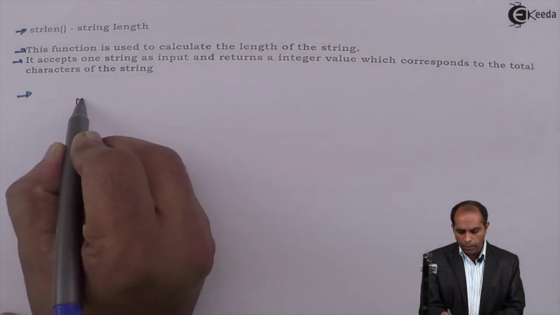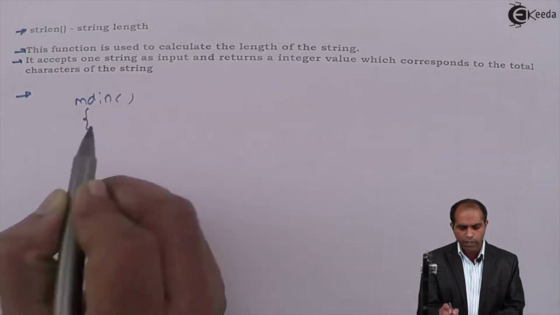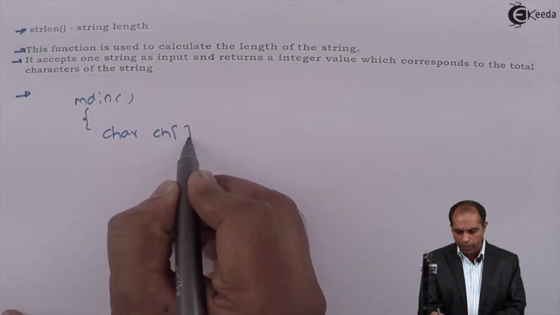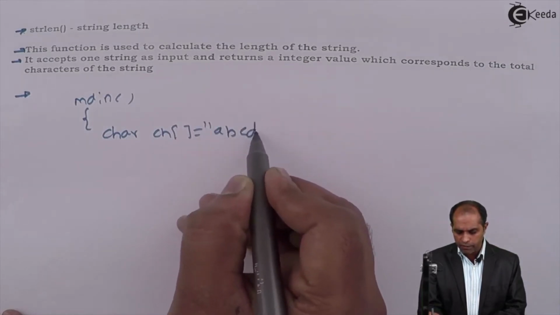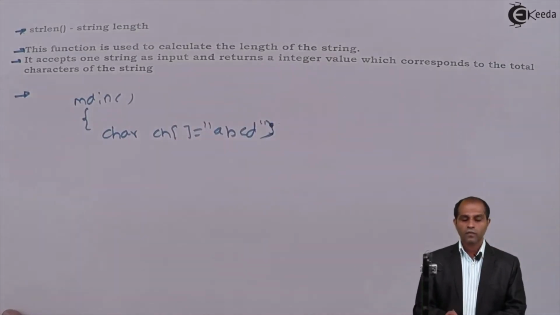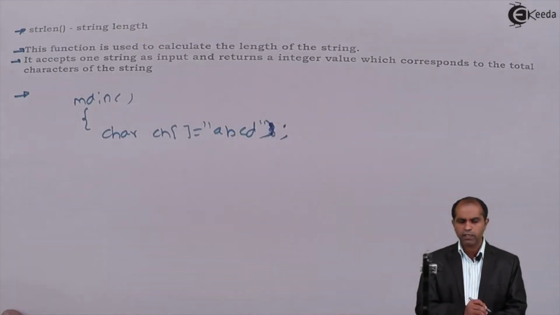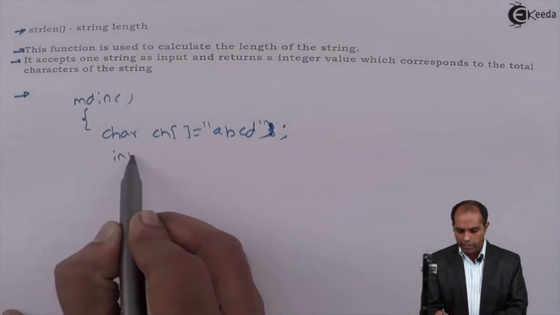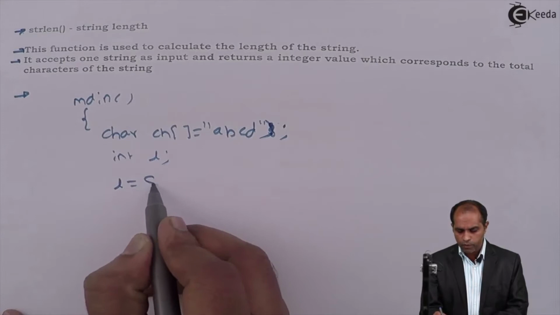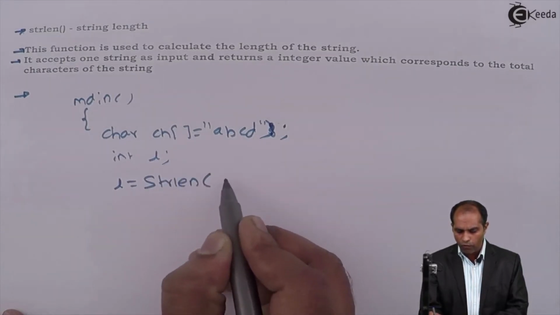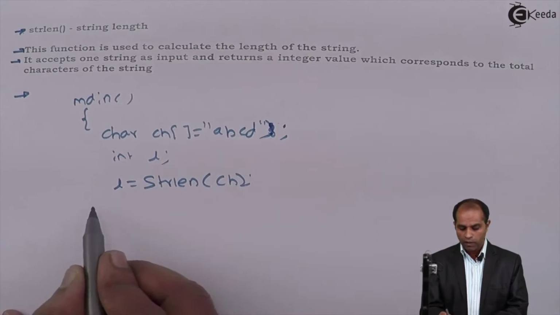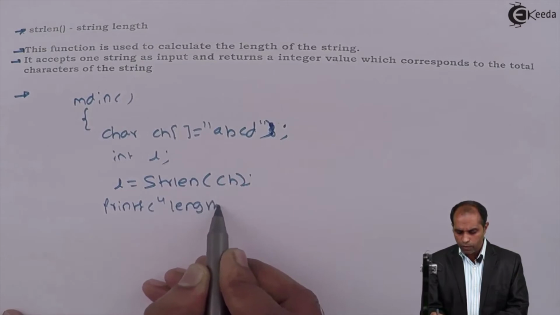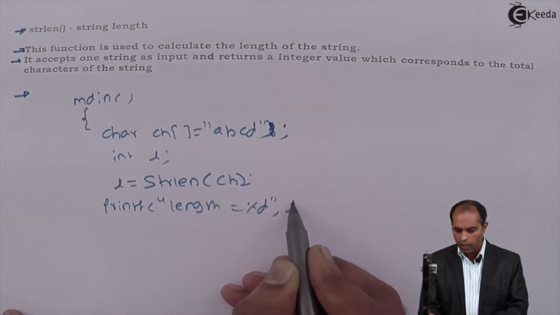Let's start a simple main function. I'll not be interested in those header files. Believe that they are there. Let me define a character array as char ch[] = "abcd"; so assume that there is no bracket here, this is a semicolon. So I've initialized a string at this place. Let me take an integer variable, int l, and I'll say l = strlen(ch). And then here I'll say printf("length = %d", l).